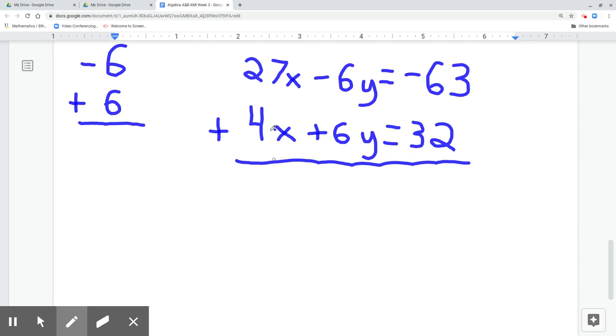So we'll start by adding the x terms. 27 plus 4 will give me 31x. Negative 6y plus 6y will give me 0y, and so that will cancel out because it will become 0 times y, which equals 0. So I'm just going to go ahead and move to the right side now. So 31x is equal to negative 63 plus 32, which is negative 31.